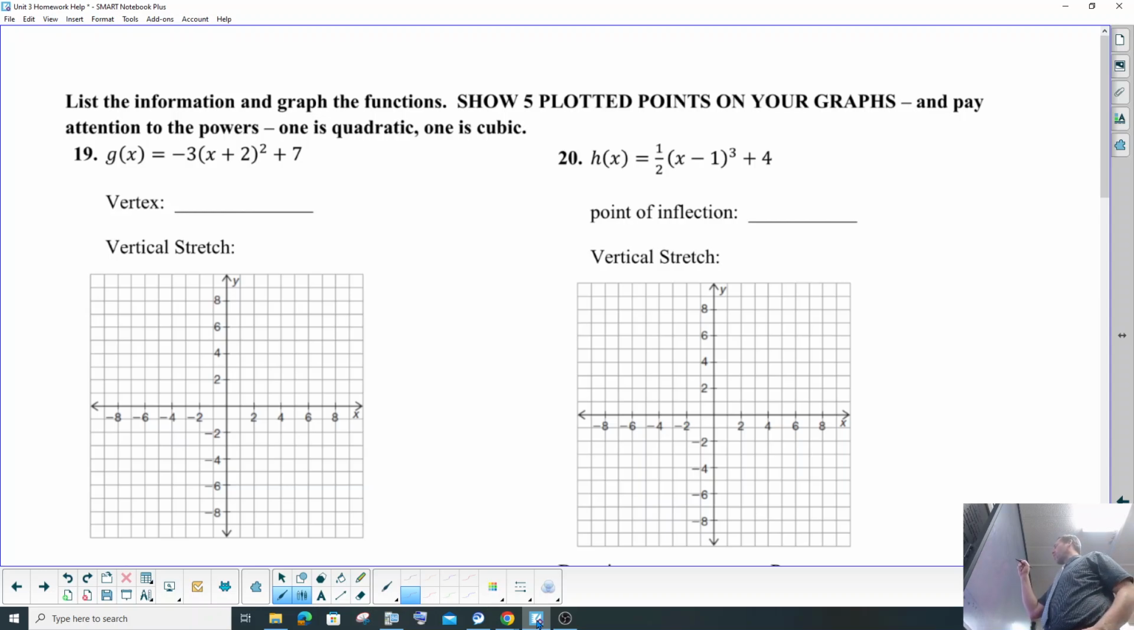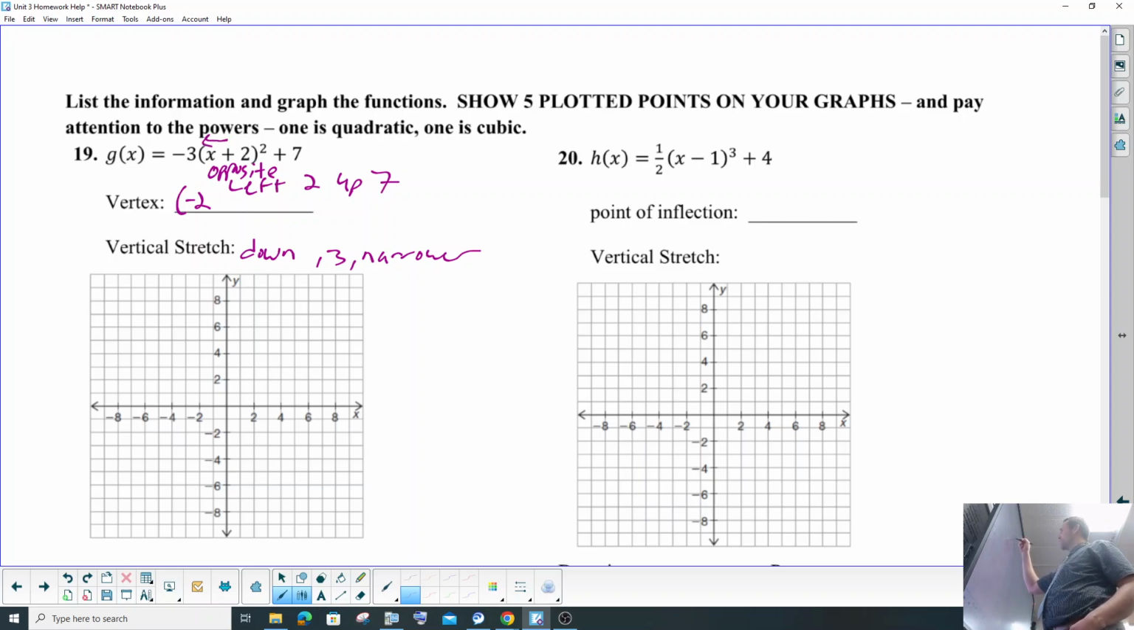So we have a vertical stretch, so it's going to be going down. It's a 3, and that's going to make it narrower, right? Narrower. So remember, the plus 2 is actually opposite. So it's right 2, up 7. So our vertex is, well, it's not right 2, that's not opposite, Newbold. It's actually left 2, because that's opposite of plus 2. So left 2, up 7.